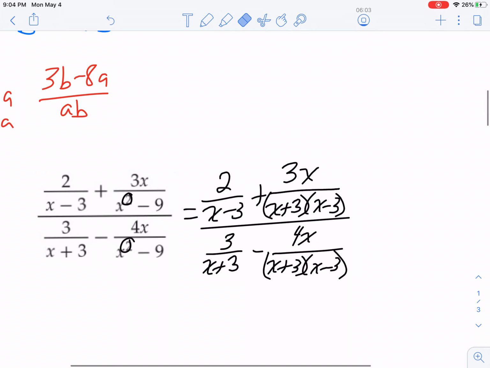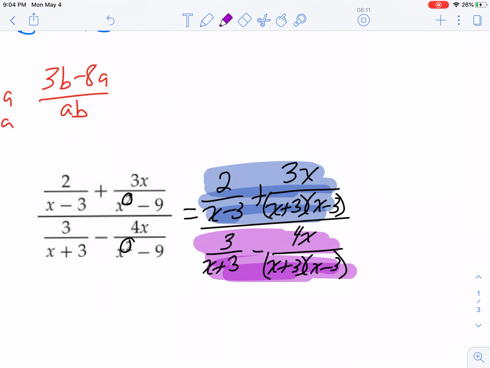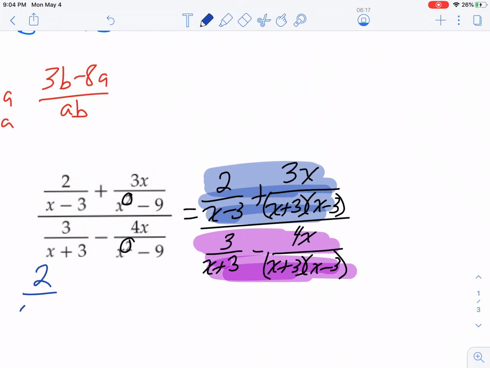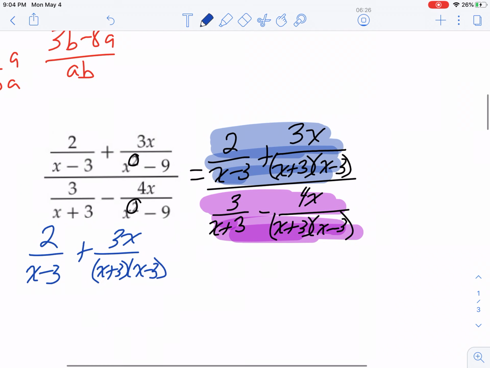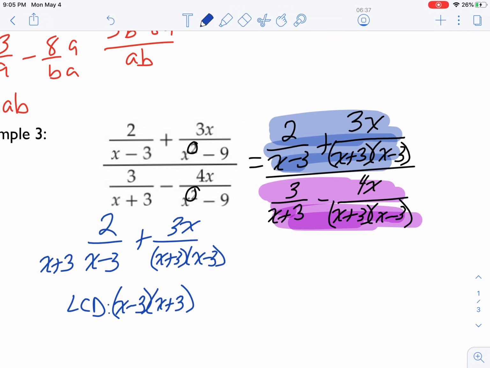So now, again, breaking them up into halves, numerator goes first, denominator will go second. So up top, 2 over x minus 3 plus 3x over x plus 3, x minus 3. So both of my denominators have an x minus 3 in it, and my second one has an x plus 3, so I need to include that. So over here, multiply by x plus 3 on top and bottom, and my denominator on the right already has both.